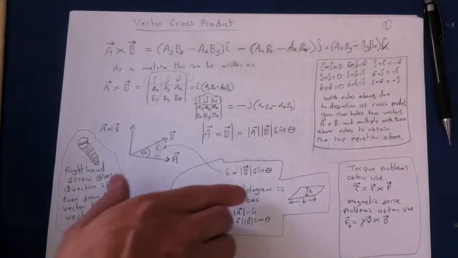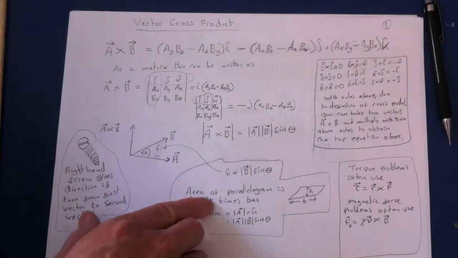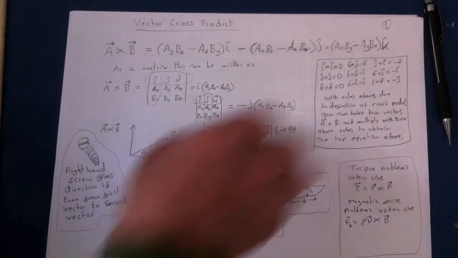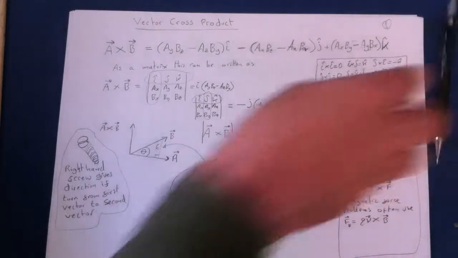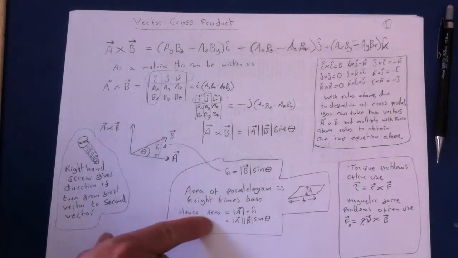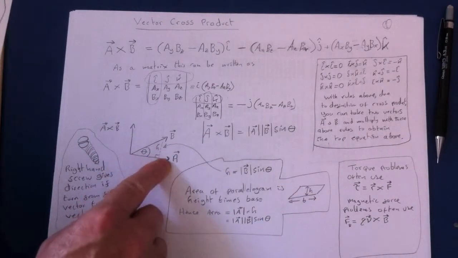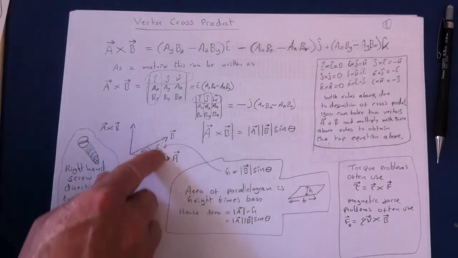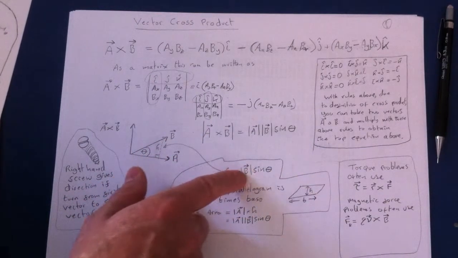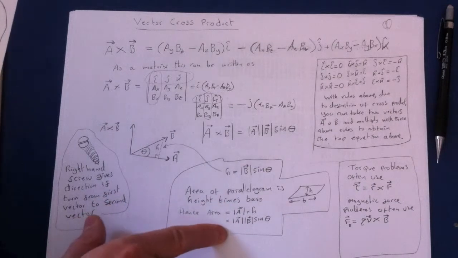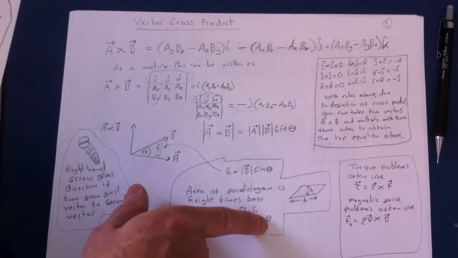Now, the area of a parallelogram, as you might well know, is base times height. The magnitude of A is the base length. And the height for this parallelogram is B sine theta. Hence, the area of the parallelogram is the magnitude of A times the magnitude of B times sine theta.